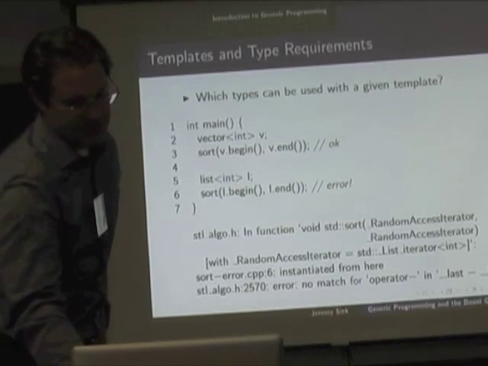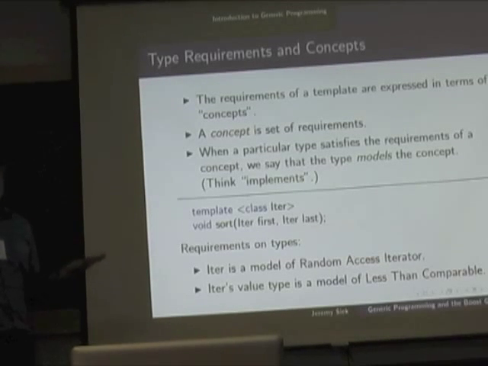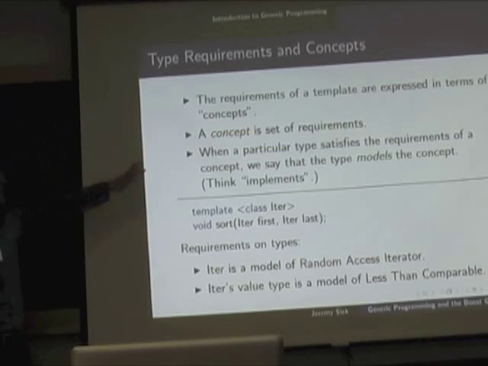So let's look at that a little bit more deeply. We need to understand what these type requirements are all about. The lingo we use nowadays is that the requirements on a template are expressed in terms of what we call concepts. From 30,000 feet, you can think of these as interfaces or abstract base classes. Once you look closer, there are huge differences, but it's the same goal. So a concept expresses requirements, and when a particular type, like let's say a vector, satisfies the requirements of a concept, we say that that type models the concept.